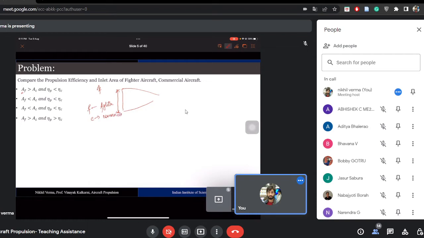So you have to answer which of the following is correct? And eta P represents the propulsion efficiency. Okay, so this should be F. Eta represents the propulsion efficiency. So I'll give you 2 minutes to think, and you can answer after that.